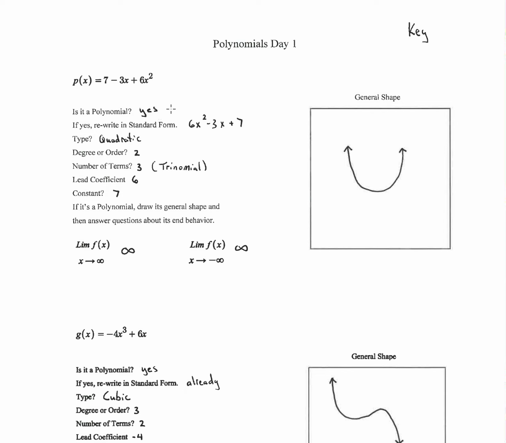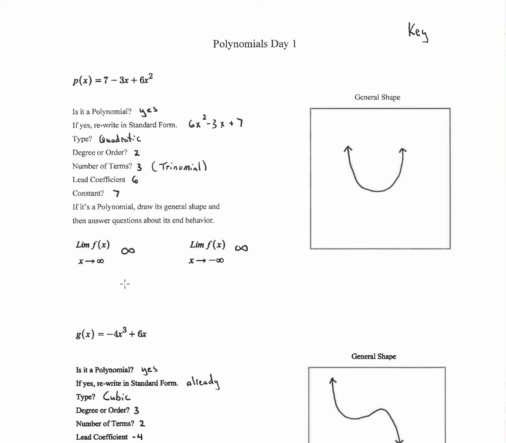It's not in standard form. Standard form has it written in the correct order of squares, then linears, then constants. It is a quadratic. It is degree 2 because the highest power is 2, so degree or order. There are 3 terms here, 1, 2, 3, which makes it a trinomial if we were going to classify it by the number of terms. The lead coefficient is 6 and the constant here is 7, and we know that the constant for polynomials is also the y-intercept.